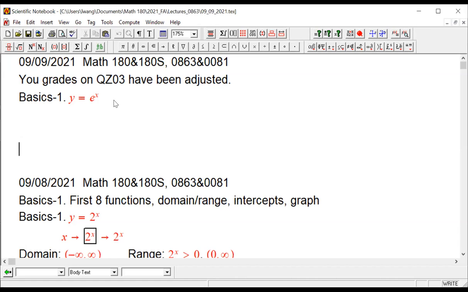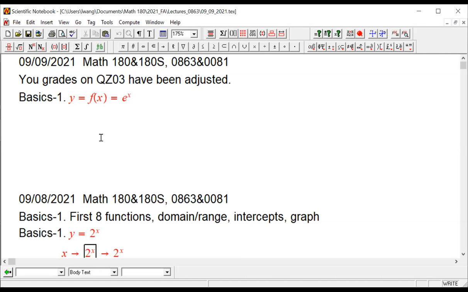Paper, pencil, please. Please get your paper and pencil. We must crack this code. As a matter of fact, I'm going to introduce this function notation still. Yesterday I forgot to use this, but it's never too late.